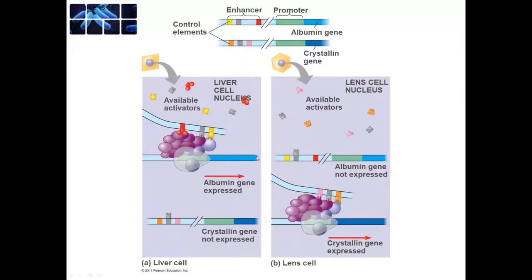So in the liver cell, you're going to have active euchromatin and bending of the DNA and the proper transcription factors to get the albumin gene on. However, for the crystalline gene, you might have a repressor sitting on a silencer, or you might have heterochromatin in that area. Whereas it's vice versa in the lens cell, where albumin is off, but the crystalline gene is on. So this is the idea of differential gene expression.